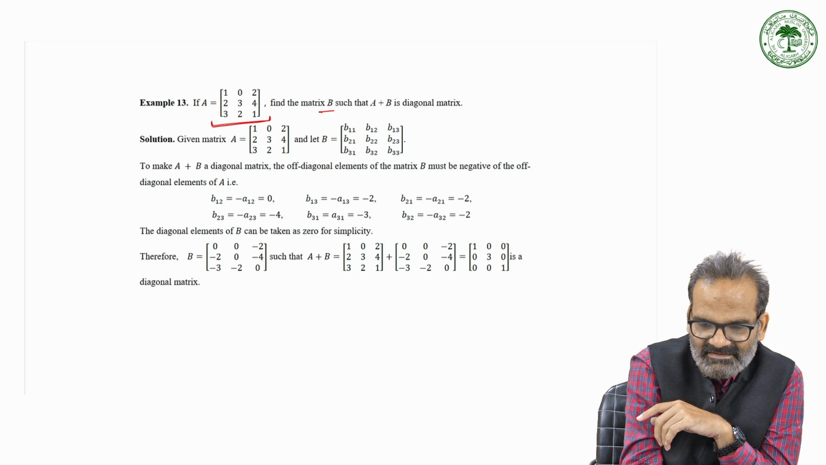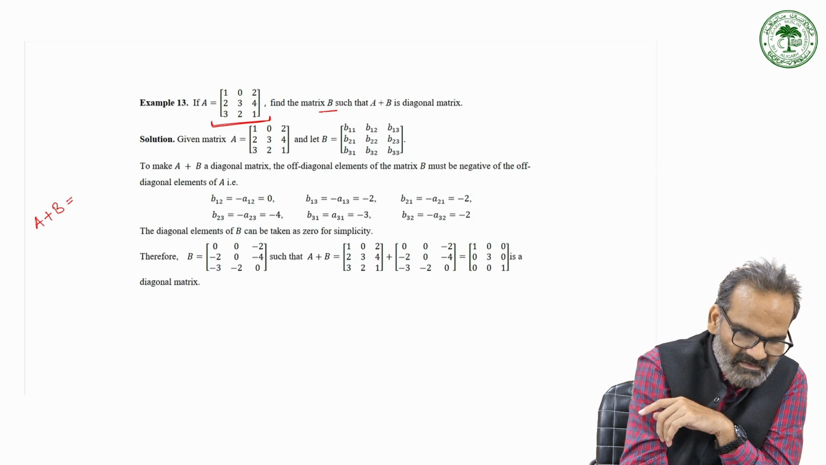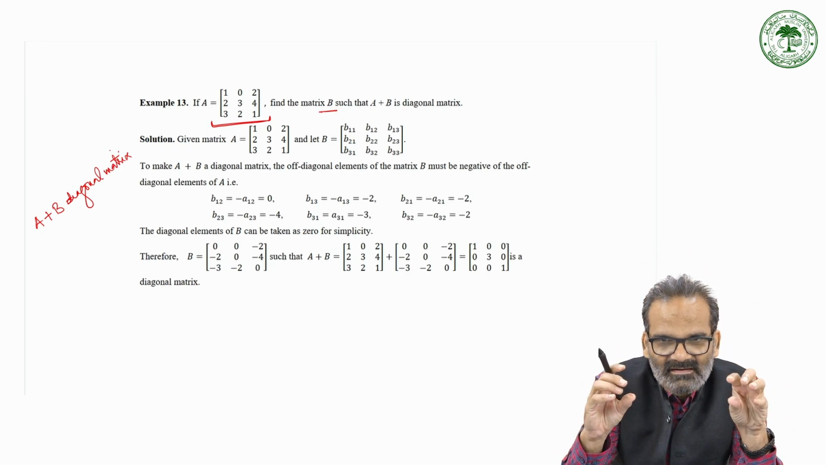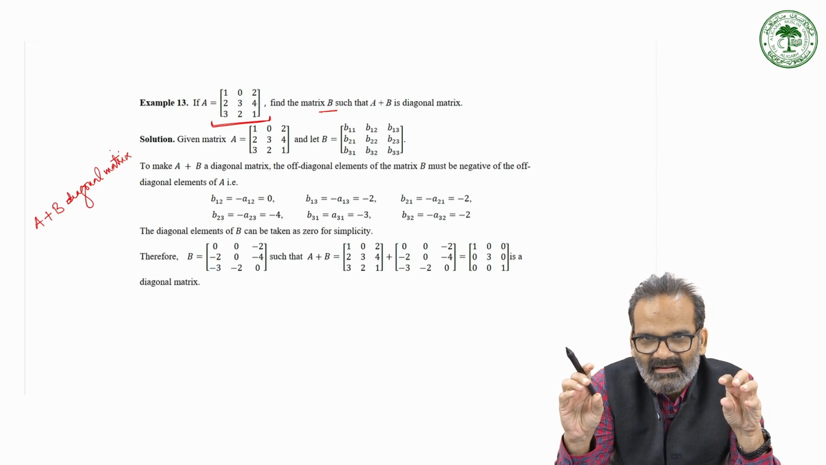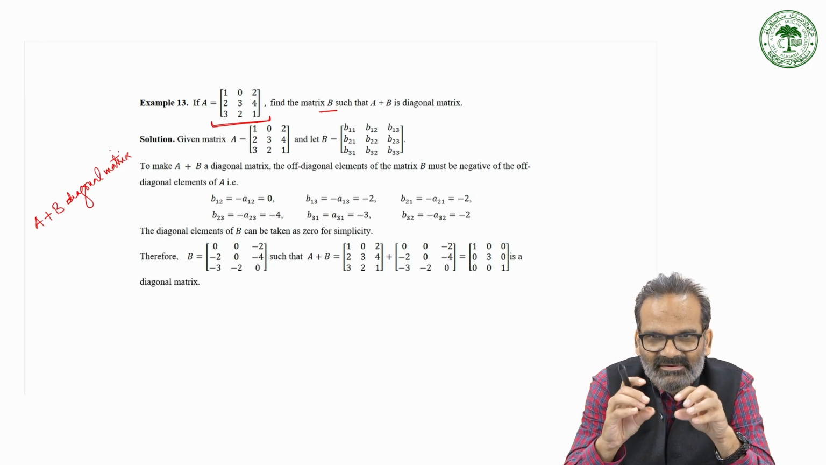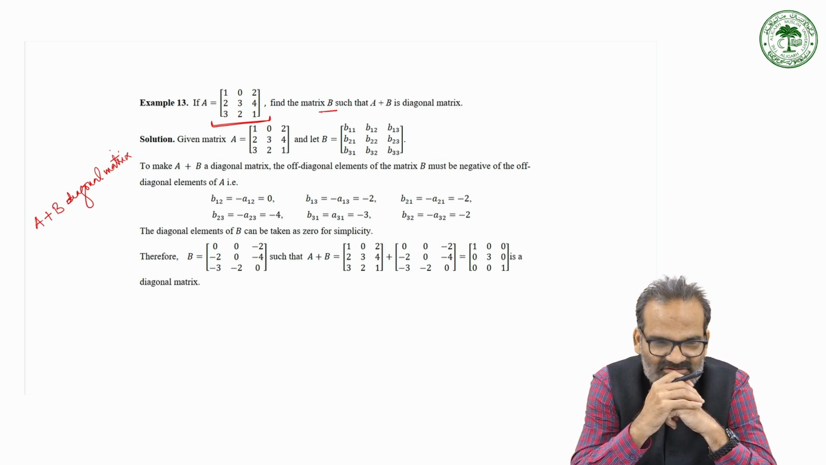Find out the matrix B such that the sum of A and B should be a diagonal matrix. Are you getting the point? If A and B are any two matrices, A is known, B is not known. A and B are added. So what should be the matrix B so that the sum of A and B must give you a diagonal matrix? This is the question which you want to solve.